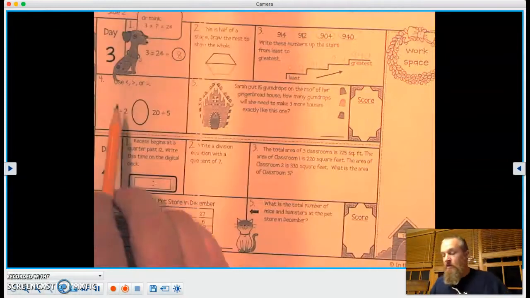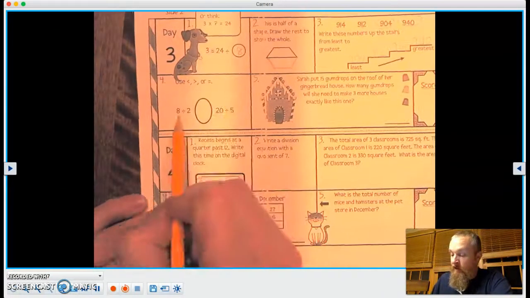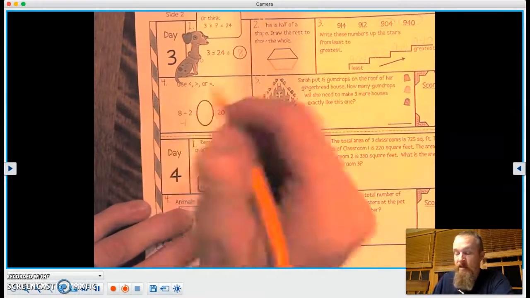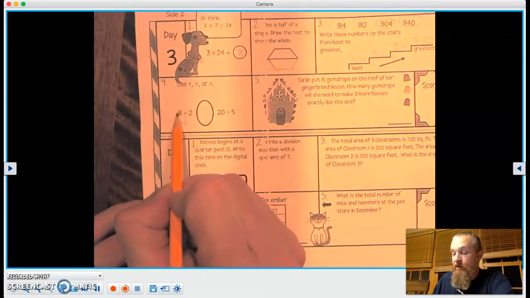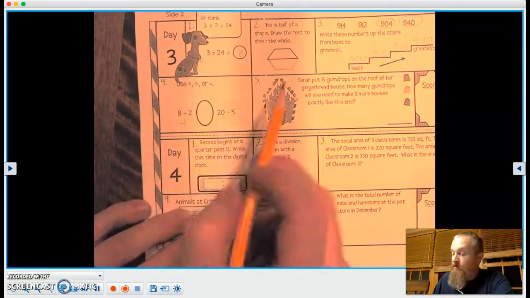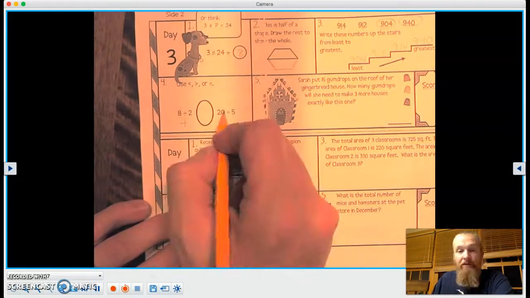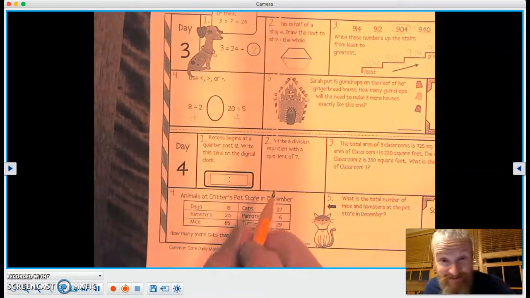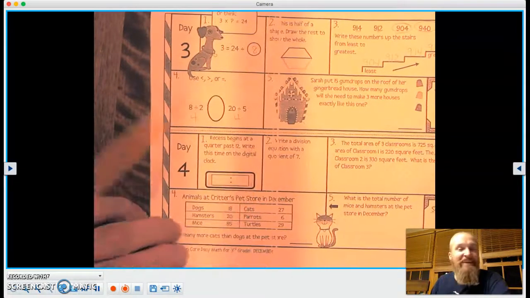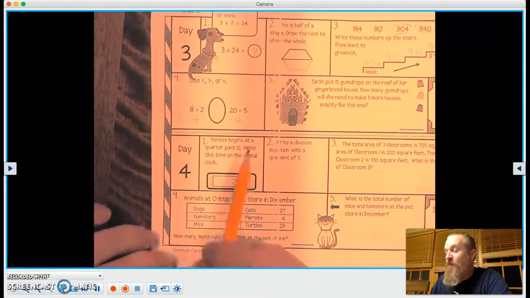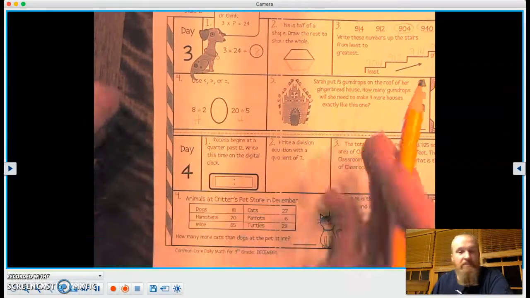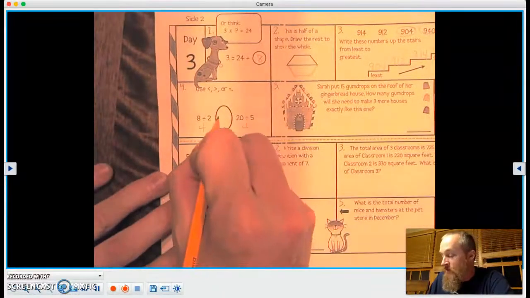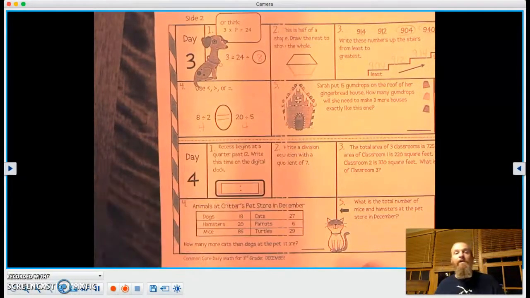Okay, use less than, greater than, or equal to. So 8 divided by 2, that equals 4. So 2 times 4 is 8. Okay, 8, if you cut it in half, it's 4. 20 divided into 5 equal groups is 4. Hey, 4, that's the same thing, right? So it's not less than, it's not greater than, this one is equal to.